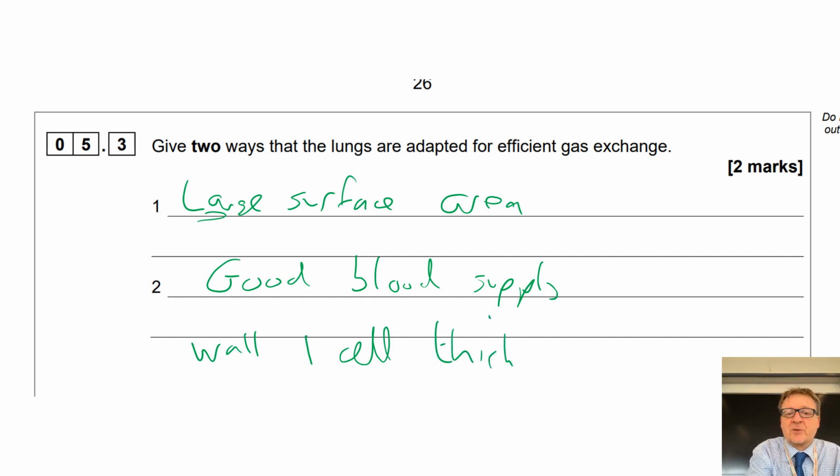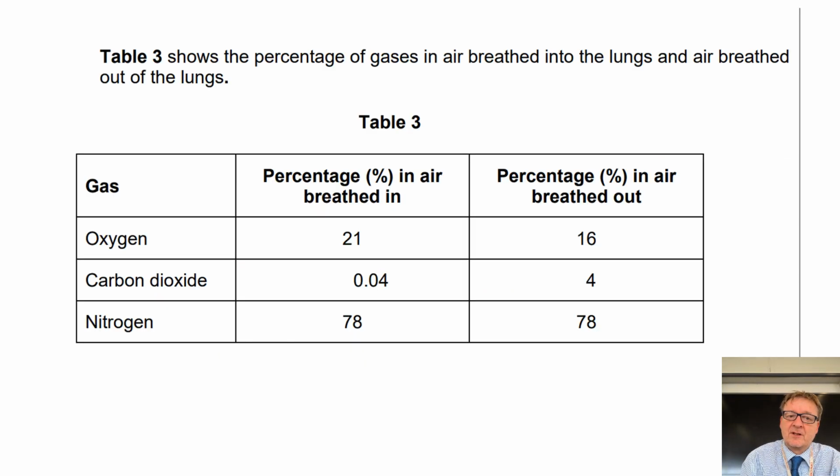Now, this is just talking about 2 ways. It's not talking about an explanation. So you don't need to say large surface area, so, or good blood supply, so there's a concentration gradient, or 1 cell thick, so there's a short diffusion pathway. You don't need to do that.